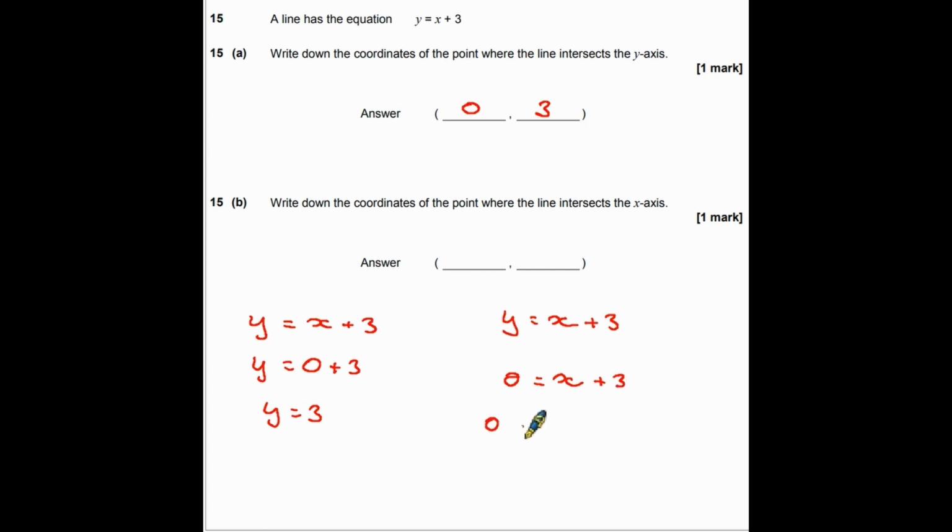Therefore, if we move it round, we have 0 minus 3 equals x. Therefore, x equals minus 3. So, not forgetting to put the x coordinate first, we have minus 3. And we know it's the x-axis, so y equals 0. And those are your two answers.